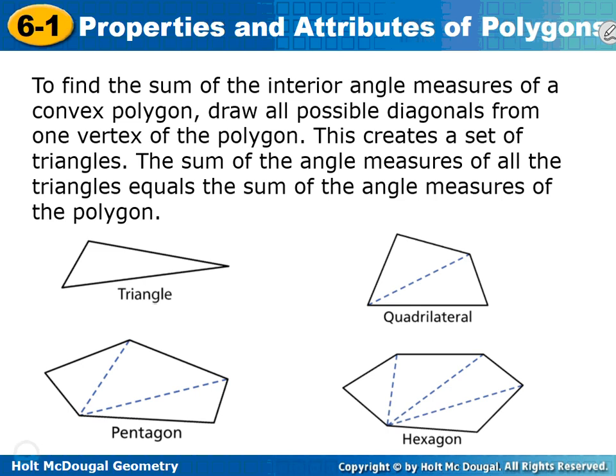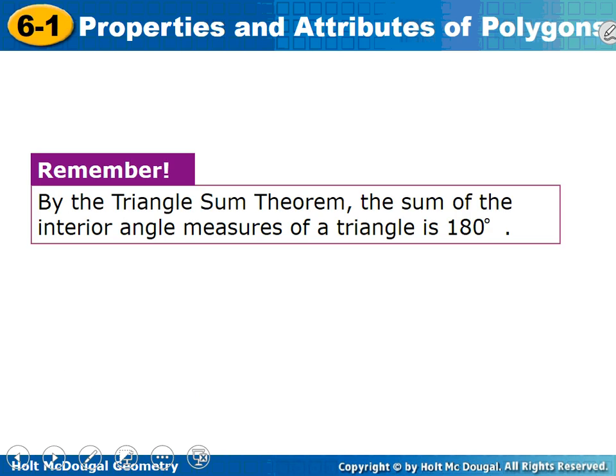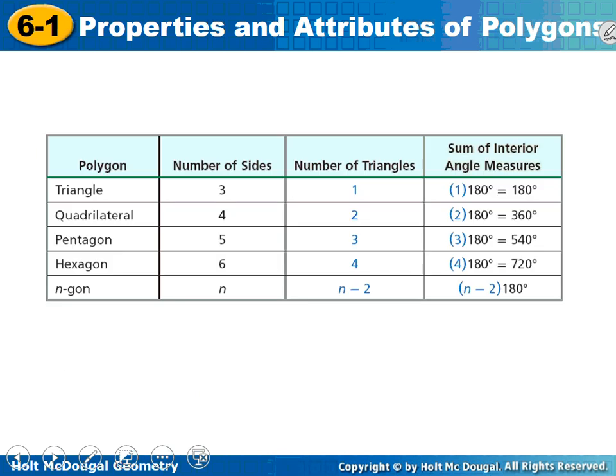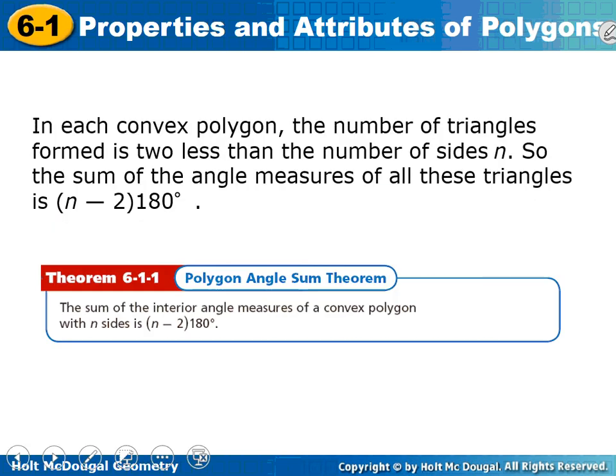Okay, in your notes, all of this is listed. So here is the little chart where they investigated what we did on the board to come up with the formula. So here's that first formula that we wrote on the board, n minus 2 times 180 for the sum of the interior angles.